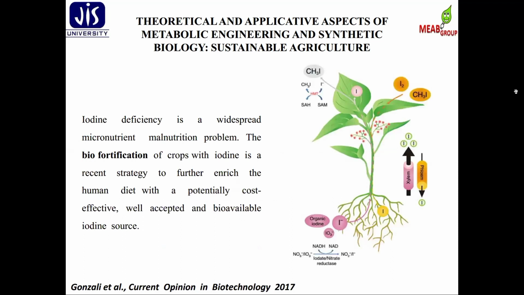Another aspect is iodine deficiency. Iodine deficiency is a widespread micronutrient malnutrition problem. The biofortification of crops with iodine is a recent strategy to further enrich the human diet with a potentially cost-effective and well-accepted bioavailable iodine source.